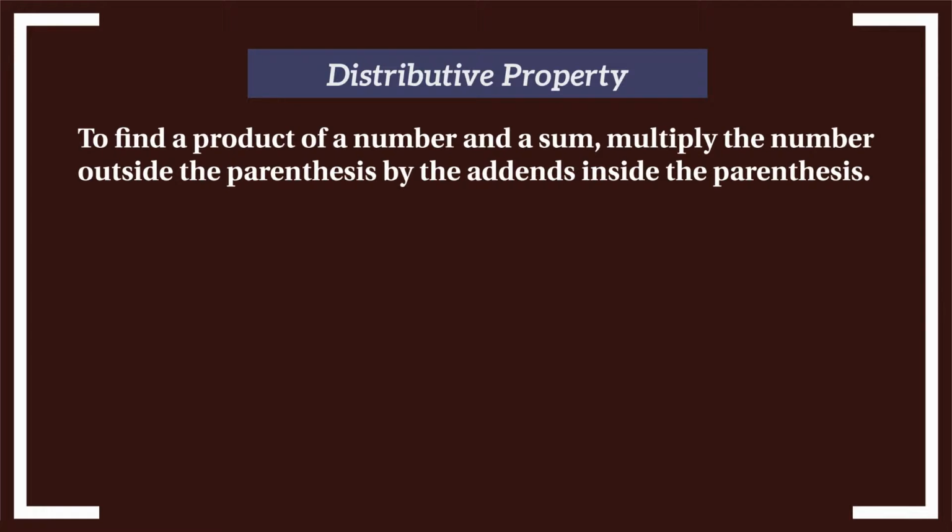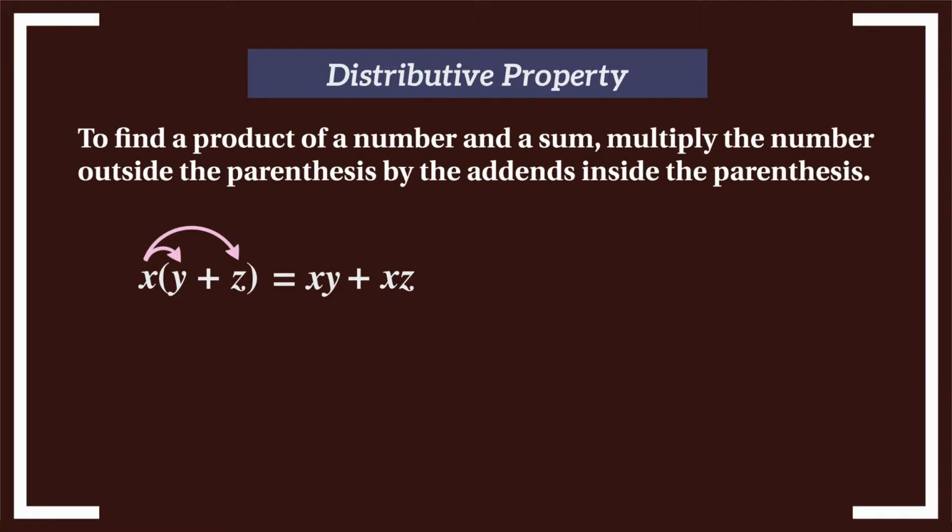For example, to find the product of x times the quantity of y plus z, we need to multiply x and y. Then, we also need to multiply x and z. Just put the addition symbol in the middle. Thus, x times the quantity y plus z is also equal to the product of x and y plus the product of x and z. You see, we just distributed x to the addition inside the parentheses. That's why it's called the distributive property.